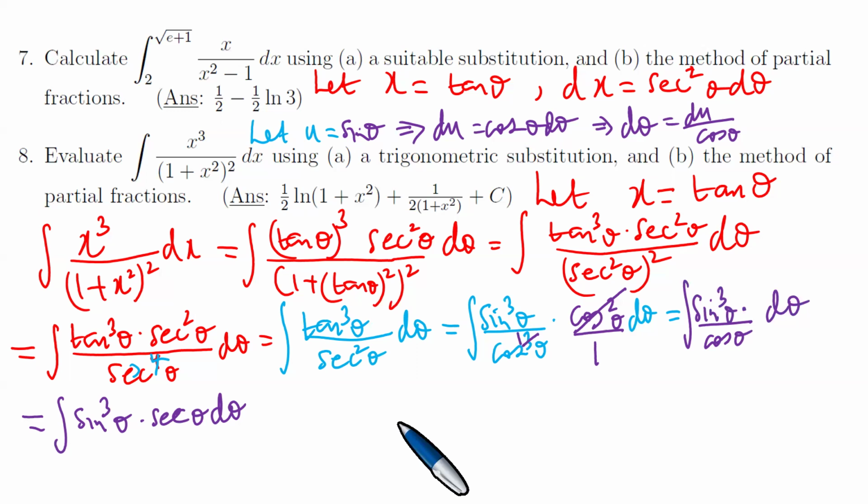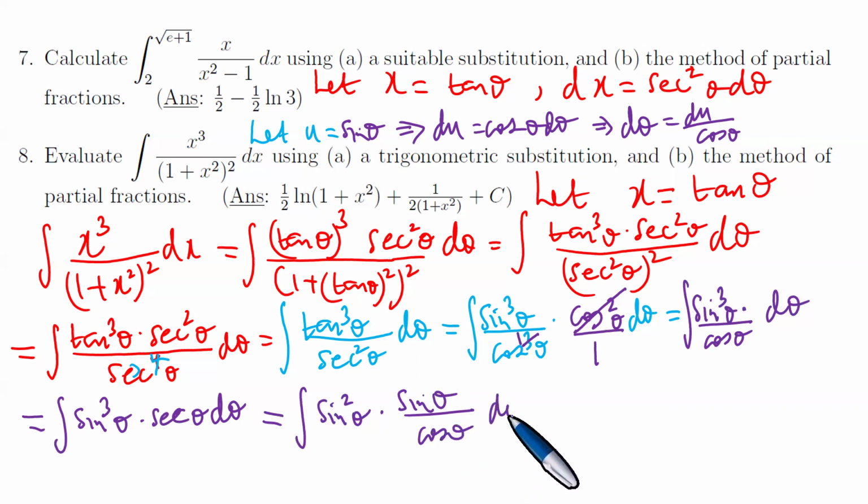Okay. And by and large, it appears that what you can do here is to break the sine cubed to sine squared and then you have the sine of theta divided by cosine theta d theta. You can write it like that because the sine cubed is the same as sine squared times sine, so you break the sine cubed to sine squared and the sine over the cosine theta.